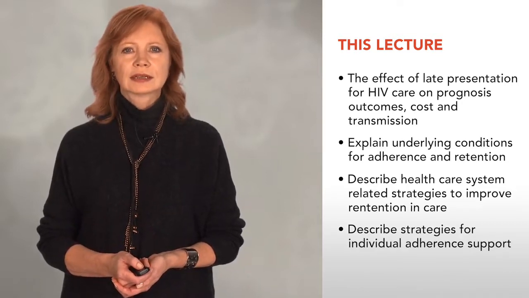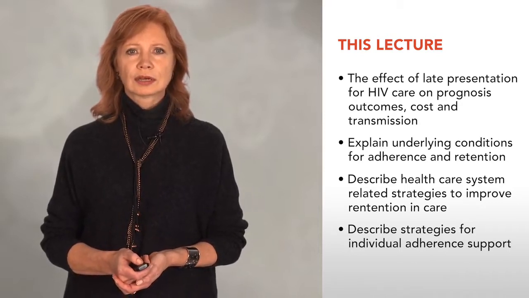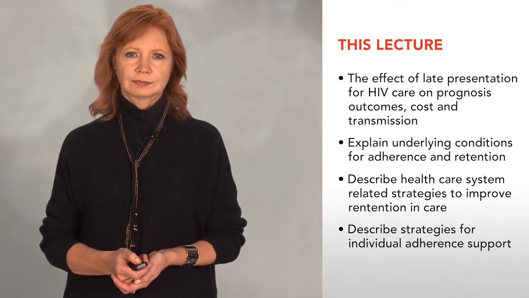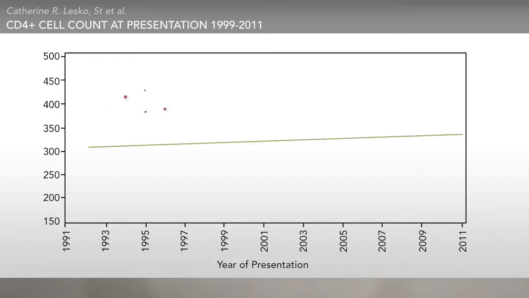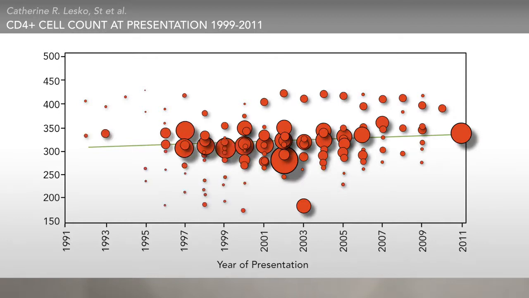Let's begin by discussing the consequences of late presentation and late enrollment in ART on prognosis outcomes, cost and transmission. In recent years, there has been a global focus on scaling up HIV testing services to achieve universal access to HIV testing, thereby universal knowledge of serostatus and early entry to treatment and care. Still, it is estimated that only about half of all people with HIV globally have been diagnosed, and there has only been a small advance in the CD4 count at presentation over the last 20 years.